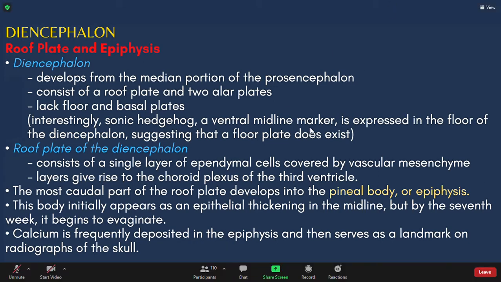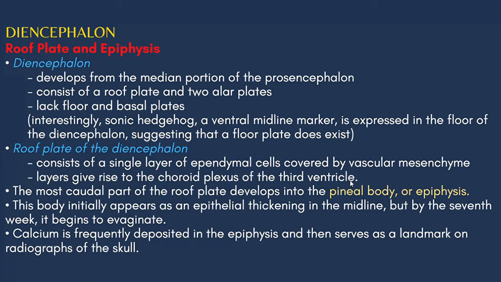So that is where the spinal fluid is produced. So the most caudal part of the roof plate develops into the pineal body or the epiphysis, and the body initially appears as an epithelial thickening in the midline, but by the 7th week it begins to invaginate. Calcium is frequently deposited in the epiphysis and serves as a landmark on radiographs of the skull.